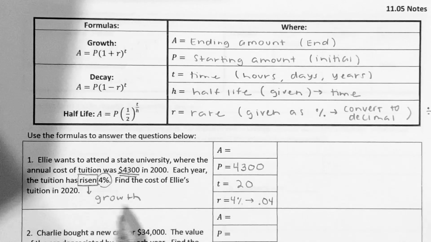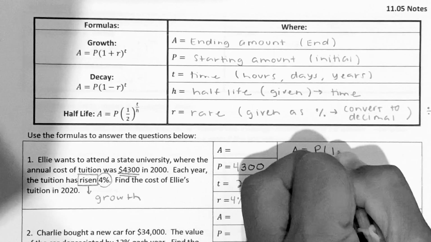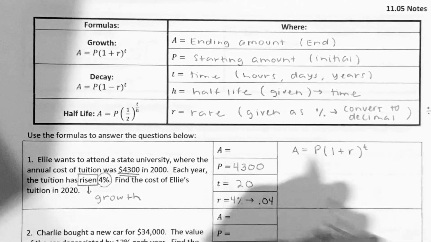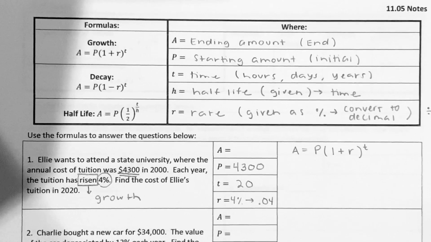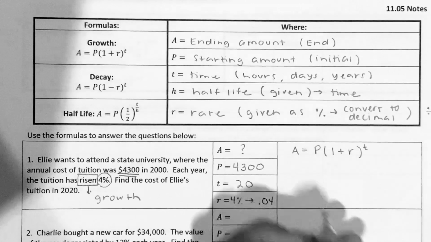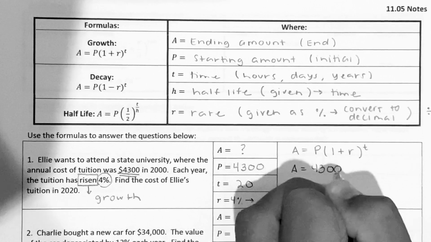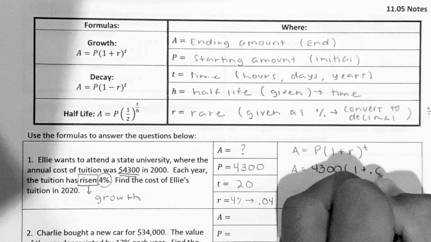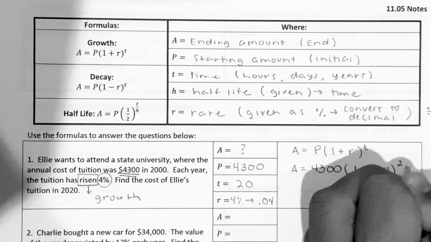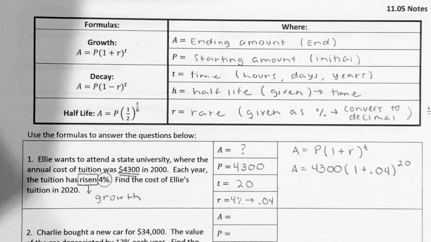We're just going to be plugging this into our growth formula. The growth formula is A equals P times (1 plus r) raised to the t power. So essentially, I'm just plugging in what we know. We're solving for A. A is what we don't know. That's what we're trying to figure out. So A equals $4,300 times (1 plus 0.04) raised to the 20. Basically what we're trying to figure out is, what is her tuition in the year 2020? If it's grown 4% per year, what's her tuition going to be now?